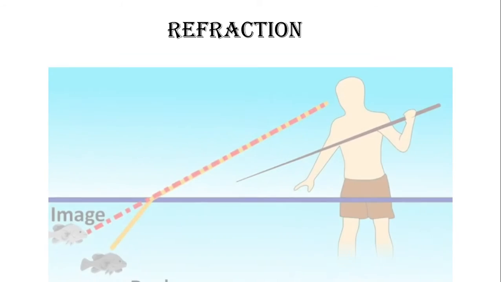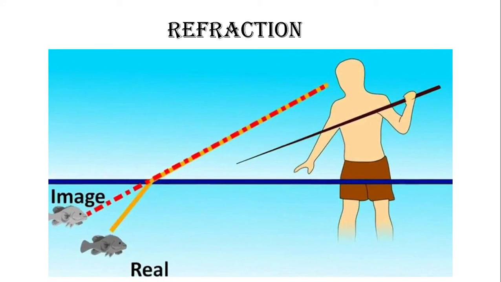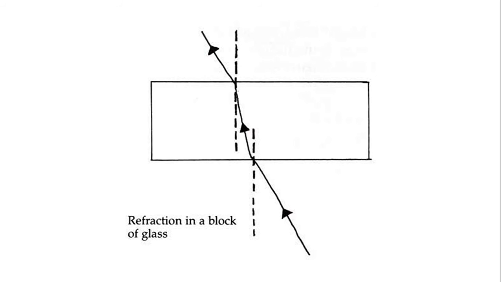Now we'll talk about refraction. So what is refraction? Refraction is a wave property. Whenever a wave moves from one medium to another, it changes its speed, and when it changes its speed, its direction also may change depending upon what angle it is moving. So this is one of the examples of refraction. Whenever a ray of light comes from a denser medium to a rarer medium, or from a rarer medium to a denser medium, it bends because its speed changes.